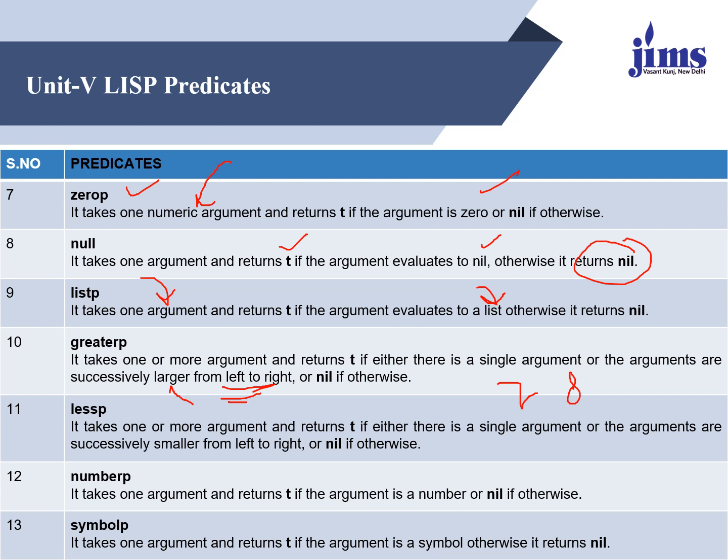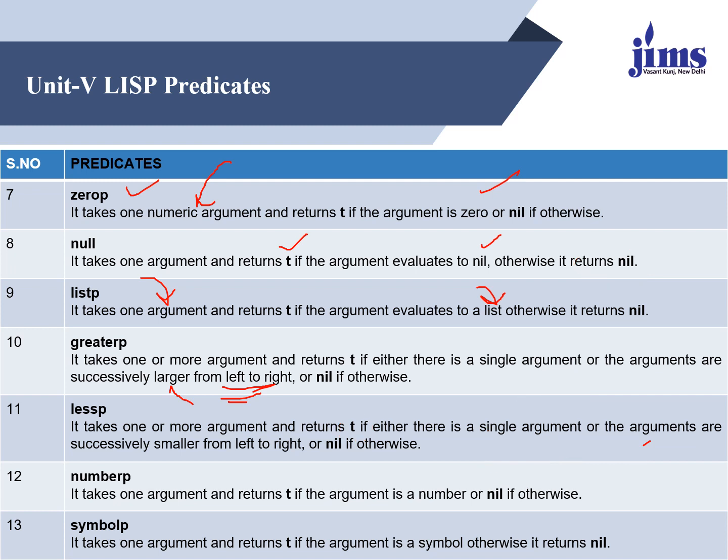So lessp is the opposite of this. It also takes one or more arguments and returns true if either there is a single argument or the arguments are successively, one after another, smaller than the previous one. So if it is 8, 7, 6, 5, it means these are successively smaller than the previous element moving from left to right. Means lessp is going to return true.